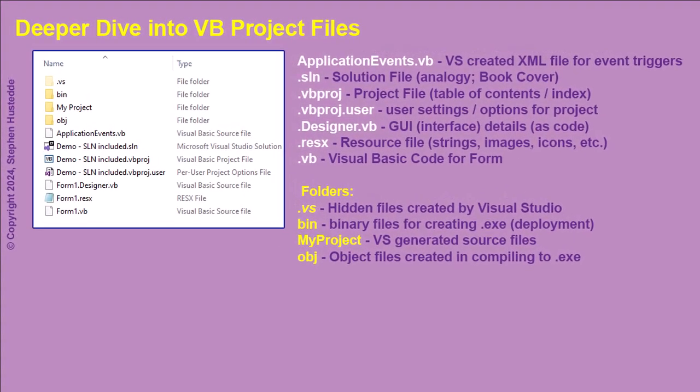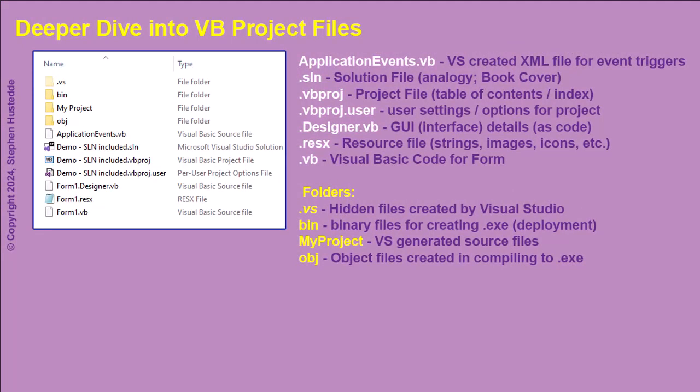Let's take a closer look at what each of these files are and their purpose. When we create a project, we get a whole bunch of files and some folders created for us by Visual Studio. We'll come back to the folders in a minute, but looking at the file names alphabetized here, we have an application events.vb. That's an XML file that keeps track of things like event triggers. Really, on all these files, we're not going to work with these directly. You should not open them directly other than this solution file.